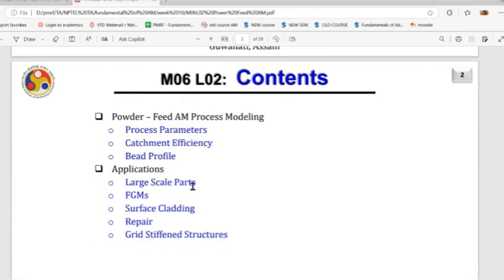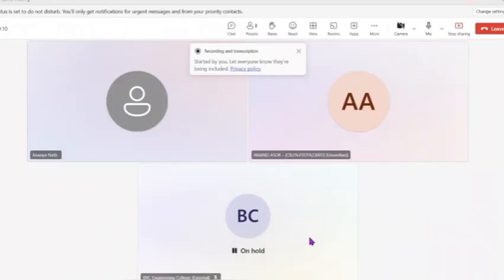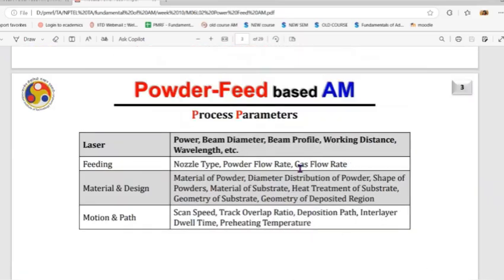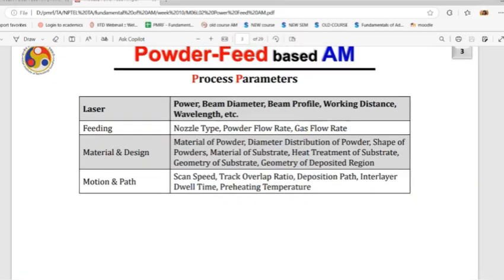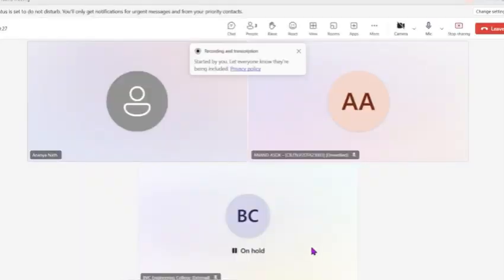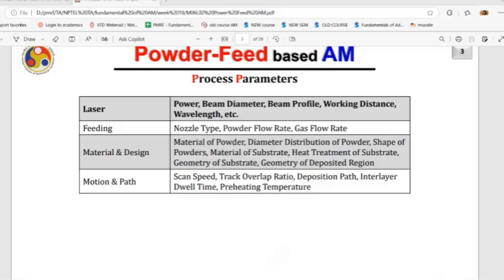Now we are going to start this. So I think both of you are present here, so I can start with the Mentimeter as well, because then we will come back to the powder bed technology because it's a new technology. If you are okay, then we can start with the QR code scanning. Should I start with this or first complete this and come to the question answer session?